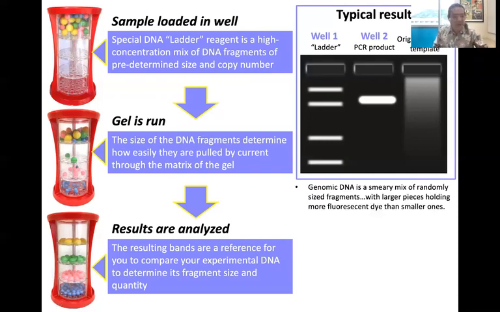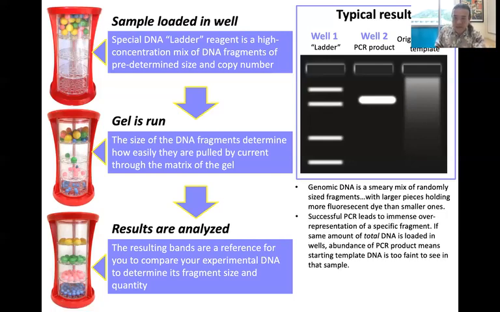Right? So genomic DNA would be a smeary mix of randomly sized fragments. The larger pieces of DNA can hold more dye molecules on them. So that's why they glow brighter at the top. That's why the smear looks brighter at the top. And the smaller DNA molecules wouldn't hold as much dye in them. All right. So successful PCR leads to immense overrepresentation of the particular fragment that you're interested in.